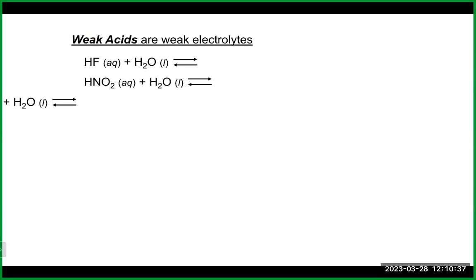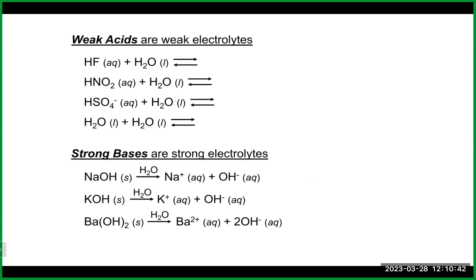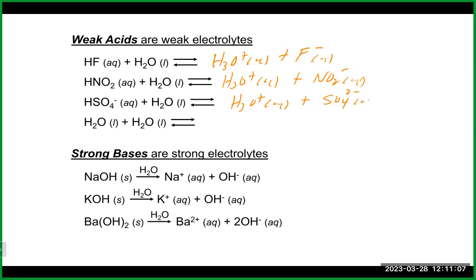Now, weak acids, on the other hand, will mainly stay together. And these will form, similar here, H3O plus and F minus, H3O plus and NO2 minus, H3O plus and SO4 2 minus, and H3O plus and OH minus.